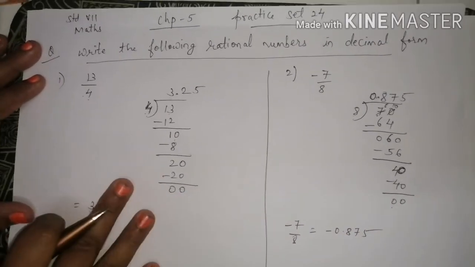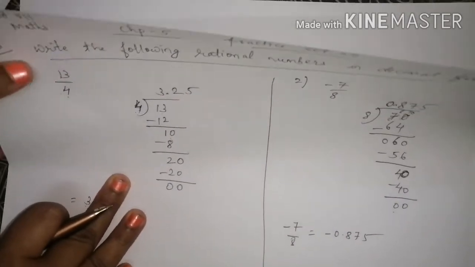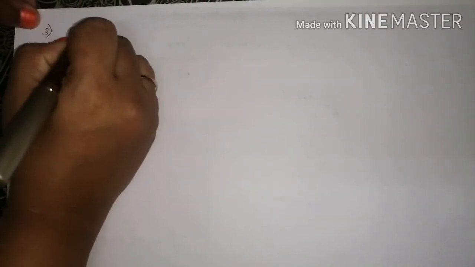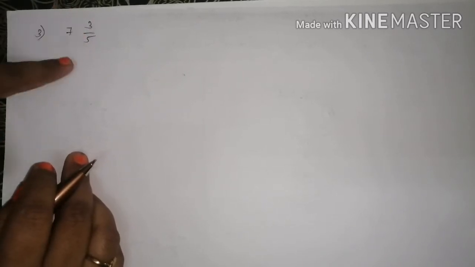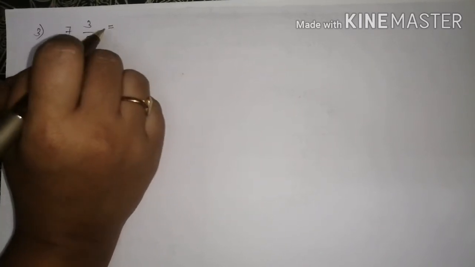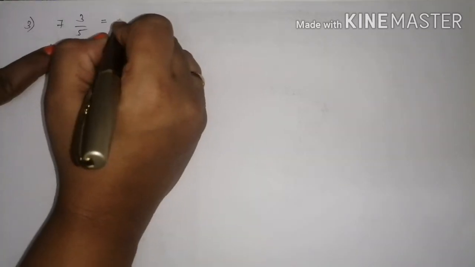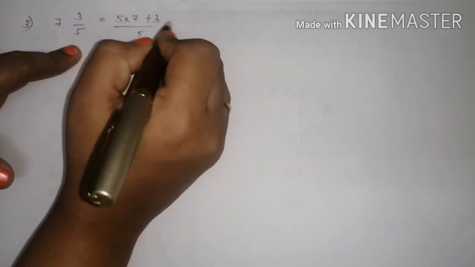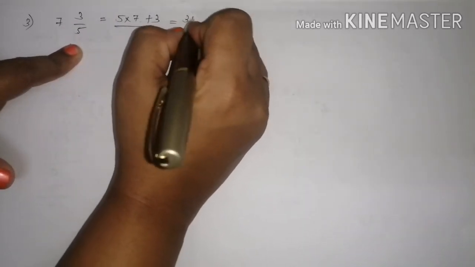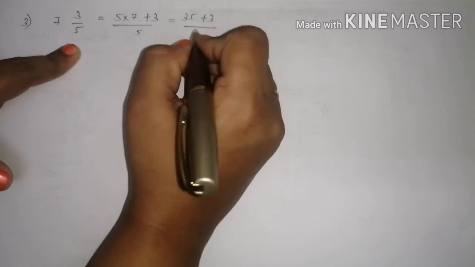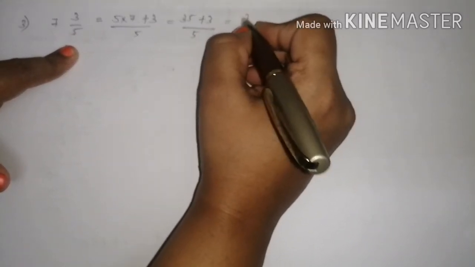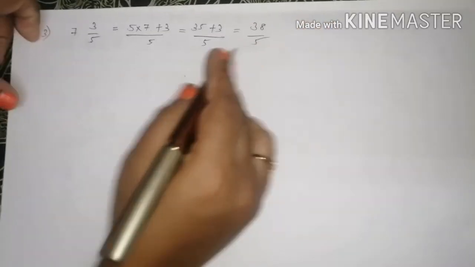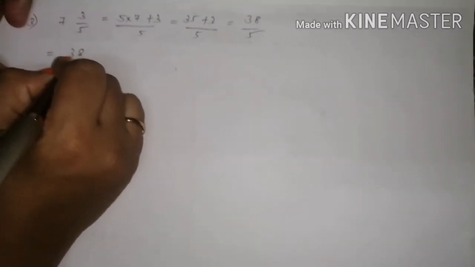Now let's move to the third sum. The third one is 7 3 upon 5. It is in mixed form. First convert it into an improper fraction. 5 multiplied by 7 plus this 3 upon this 5. So 5 7s are 35 plus 3 is 38 upon 5. So this number has become 38 upon 5.